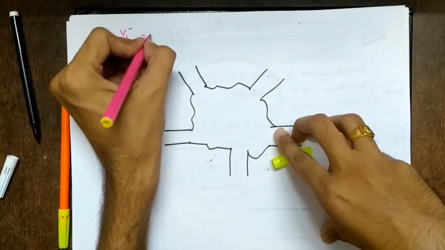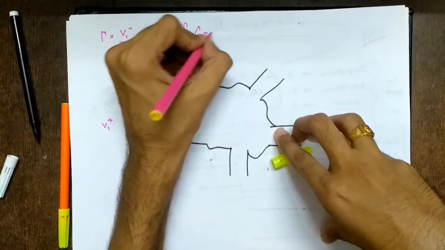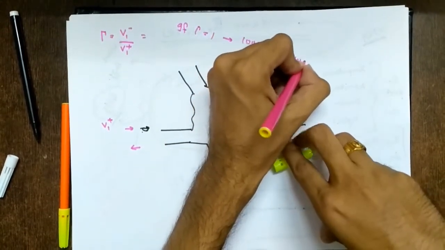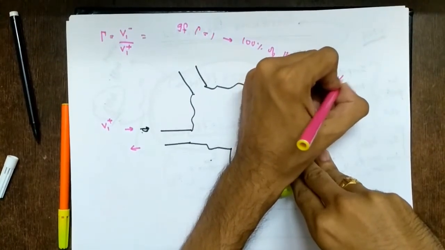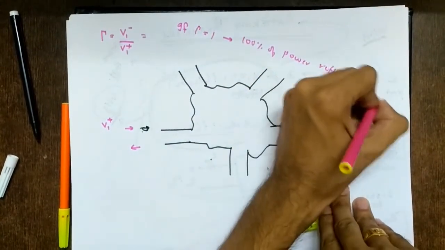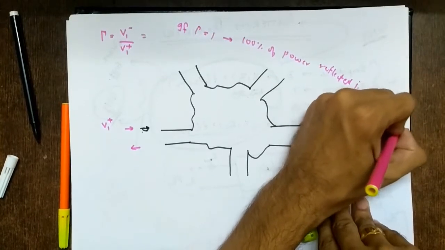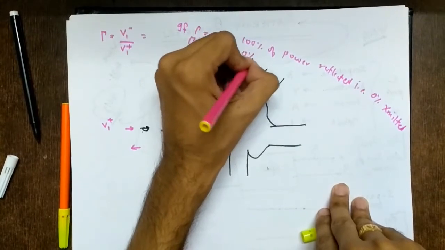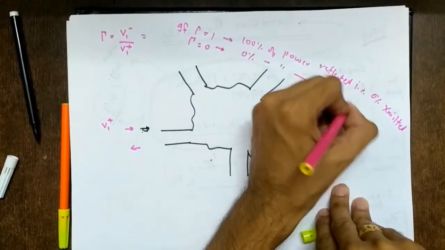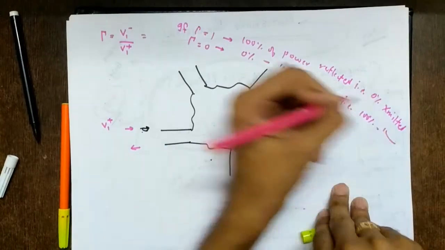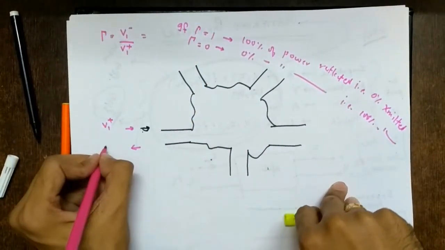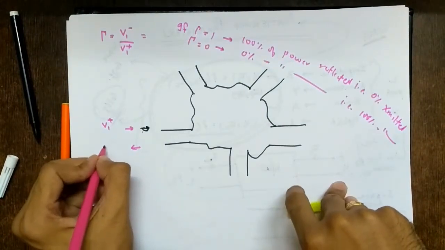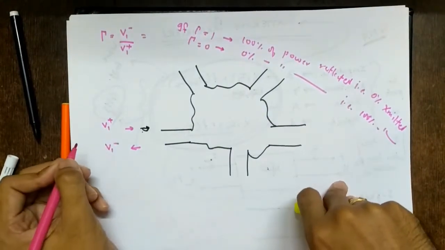So if gamma equals 1, what does it indicate? 100% of power is reflected. That is, I can say 0% transmitted. I am just revising this. If gamma equals 0, 0% power is reflected, that is 100% transmitted. Right? So this is what is meant by reflection coefficient. If it lies between 0 and 1, let's say 0.5, then half of the power will be reflected. So let's say it will be V1 minus.